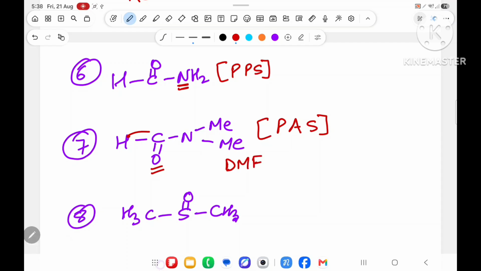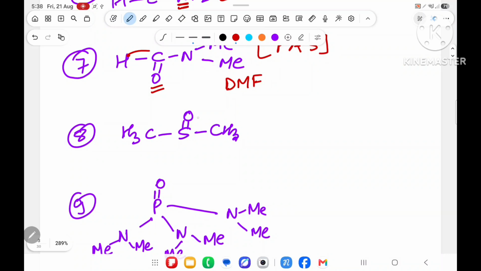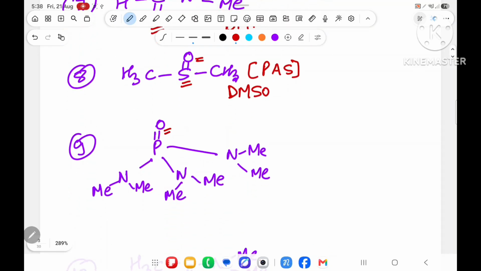I am not going to write the full form. If you have to write, you can write dimethyl formamide. Again, here oxygen no hydrogen, sulfur no hydrogen. It is also a polar aprotic solvent. Its name is DMSO, dimethyl sulfoxide. Acha, this oxygen no hydrogen, this nitrogen, this nitrogen, this nitrogen, no hydrogen is there, so this is also a polar aprotic solvent. What is the name of this compound? HMPA.